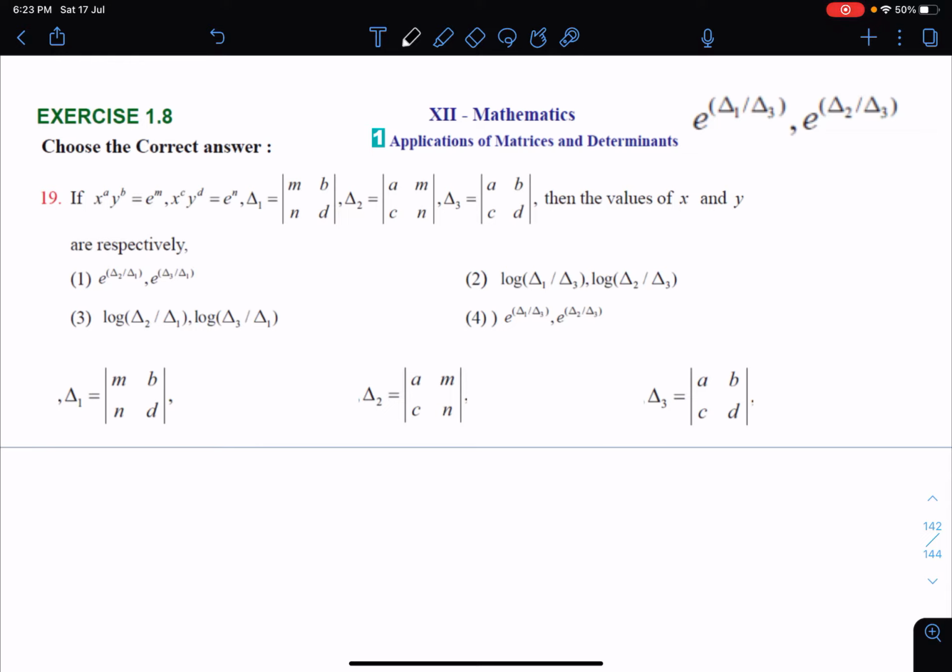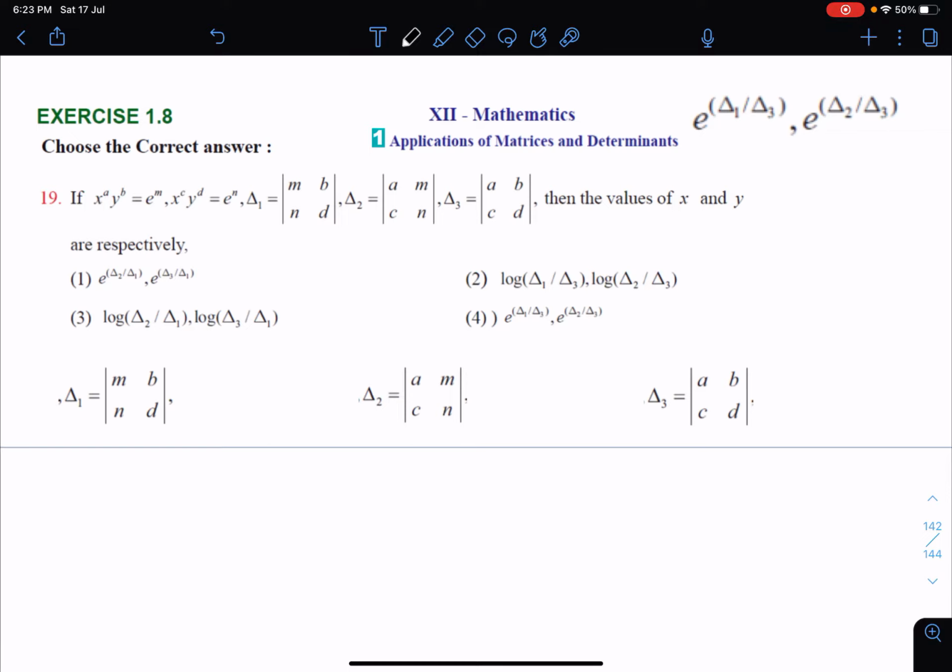In exercise 1.8, choose the correct answer, sum number 19. Here they have given us x^a y^b = e^m and x^c y^d = e^n, and Δ1, Δ2, Δ3, they have given 3 determinants.